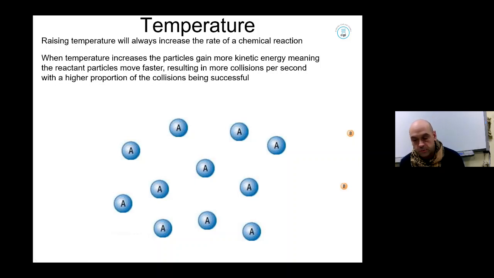There's a couple of things we need to talk about when we talk about temperature and the effect on rate. So A, you get more collisions per second, but not only do you get more collisions per second, a higher proportion of those collisions are successful, i.e. they result in a reaction taking place.